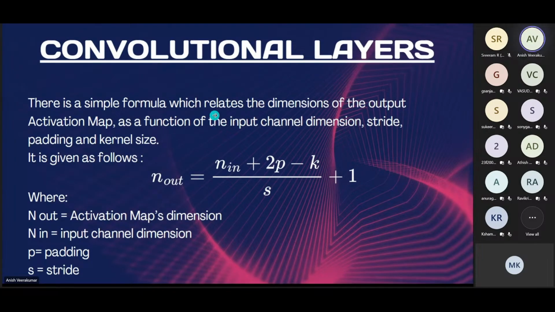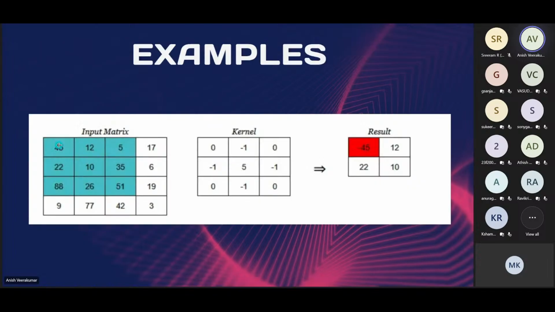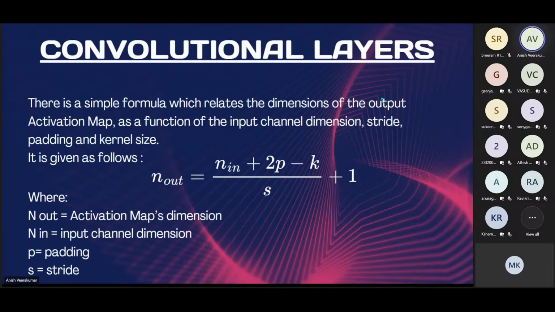You would have noticed that in this case, the input matrix had a 4x4 dimension, while the kernel had 3x3. The stride was, of course, 1. And in the end, you got a 2x2 matrix. So you might be wondering, is there some mathematical relation that relates all these parameters? Well, yes, there is. There is a simple formula which relates the dimensions of the output activation map as a function of the input dimension, stride, padding, and kernel size.